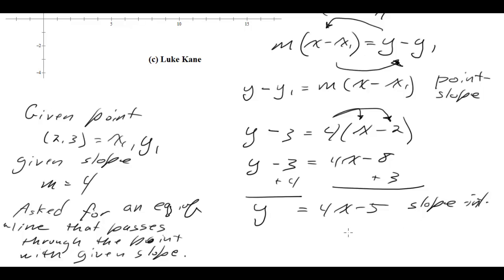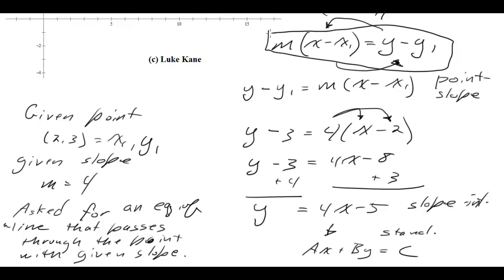And I could change this so it looks like ax plus by equals c, and that's the standard form. I could do that by just rearranging. That's not a big deal. So that's the formula that you should write down, put in your cheat sheet, commit to memory, whatever, because it's something you're going to need to do computation in the final, in the test, in the quiz.